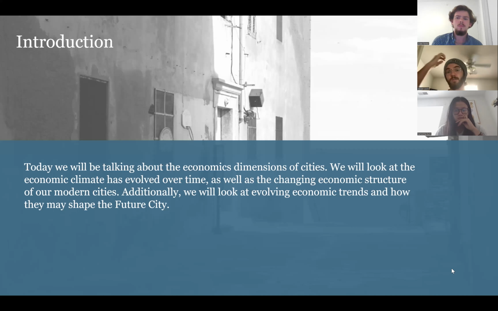So, talking about the economic dimensions of cities, we're going to look at the economic climate, how that's changed over time, how the economic structure has changed over time, leading up to our modern cities. And we're going to look at evolving trends and how they could shape the future city as we look at the history of our past cities.